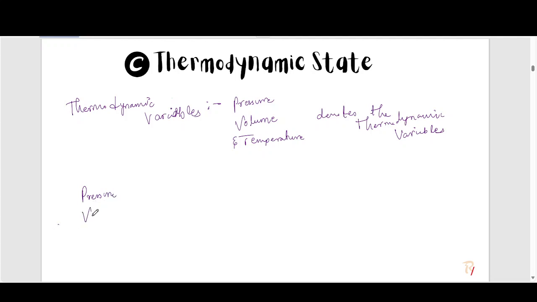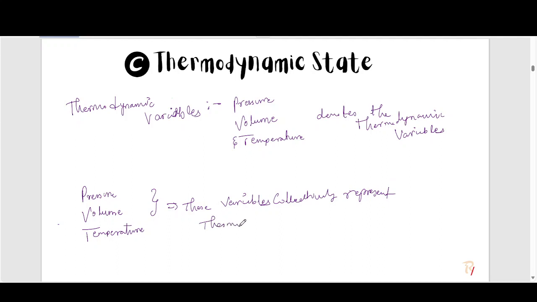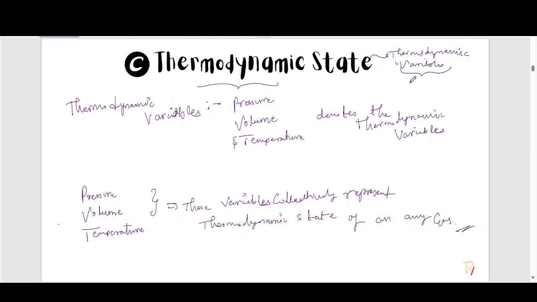Pressure, volume, temperature. These variables collectively represent the thermodynamic state of any gas. What is meant by thermodynamic state? First, understand what is meant by thermodynamic variables. The collection of thermodynamic variables is known as the thermodynamic state.